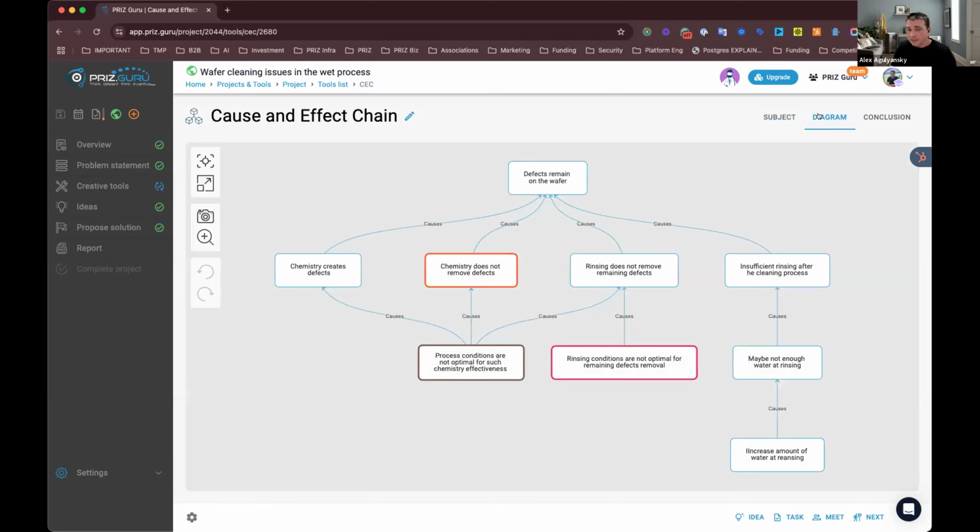Then there is the actual analysis itself, right? So the cause and effect chain, in our platform, looks this way.